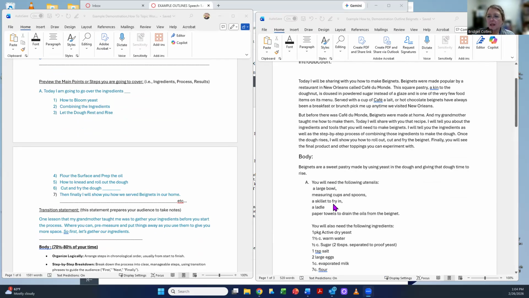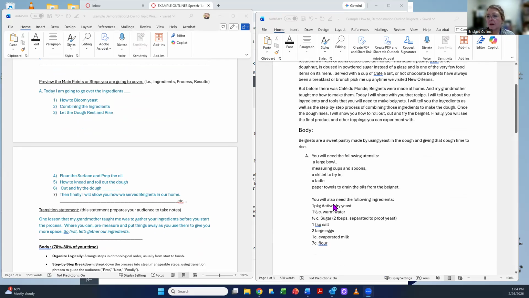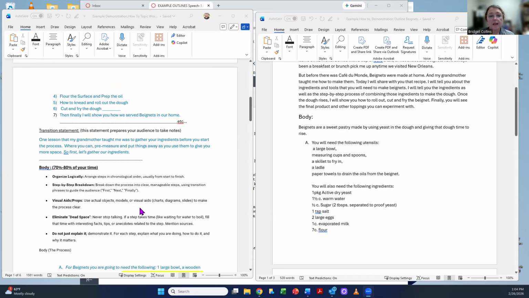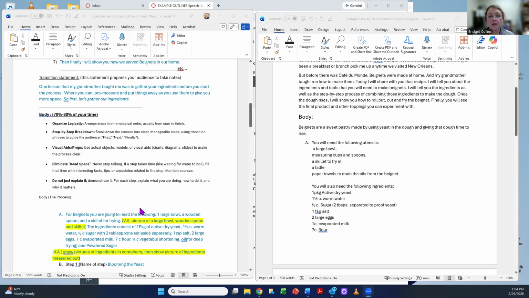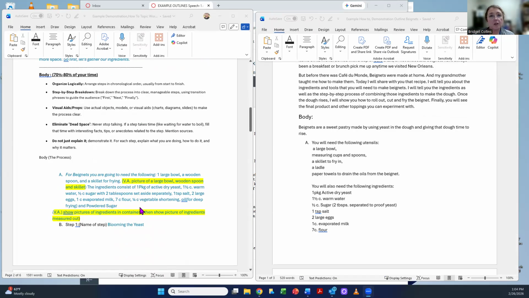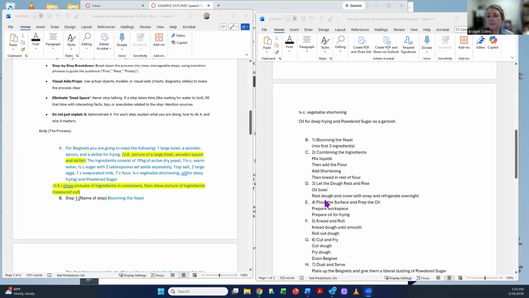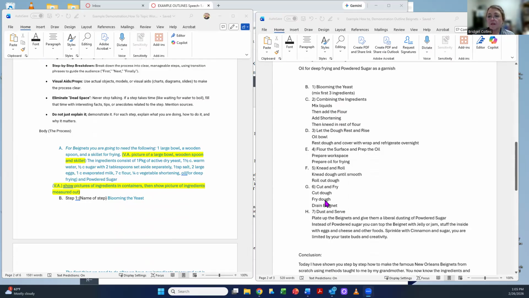When you look at the body of the speech, I have my little transition statement there. Beignets are a sweet pastry made by using yeast dough and giving that dough time to rise. And you'll need the following utensils. And I go into everything that I have written here in the body of my speech, from the ingredients and the tools that I'm going to need to all the steps, all the way down to the very last one.